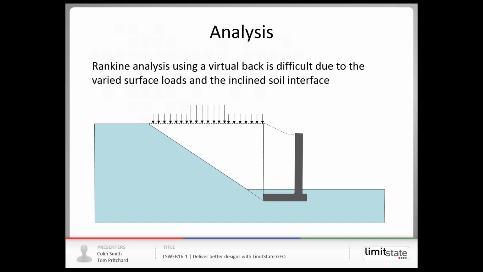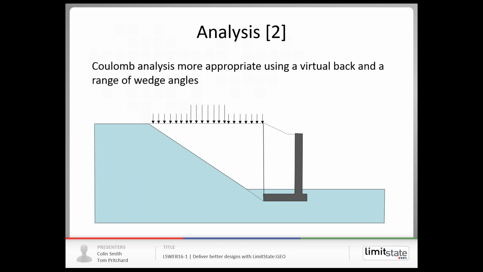So if you're going to do that by hand, conventionally you might use a virtual back and assume a Rankine earth pressure distribution, but that's complicated a little bit by the fact you've got this inclined interface between the existing embankment and the new fill, and because of the varied surface loads. Perhaps more appropriate is Coulomb wedge analysis. You try different angles, but even that can get quite complicated, and you could well miss the critical failure mechanism.